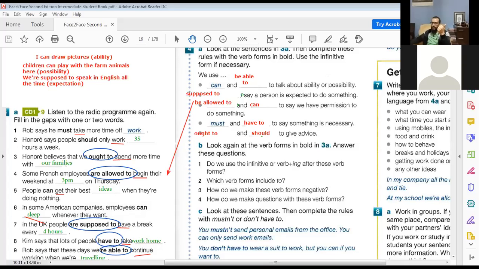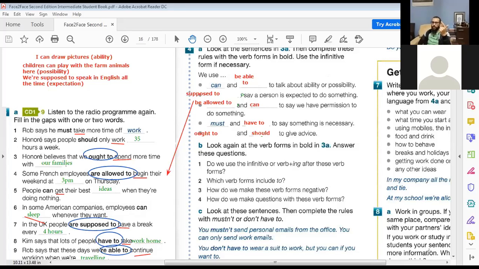We always have to. How can you make have to into a question? Do and does. Do you? Okay, can you give us an example? Do you have to work tomorrow? Okay, good. So we also have to.